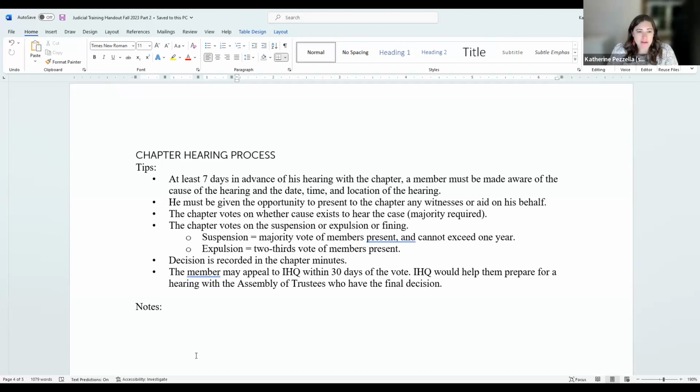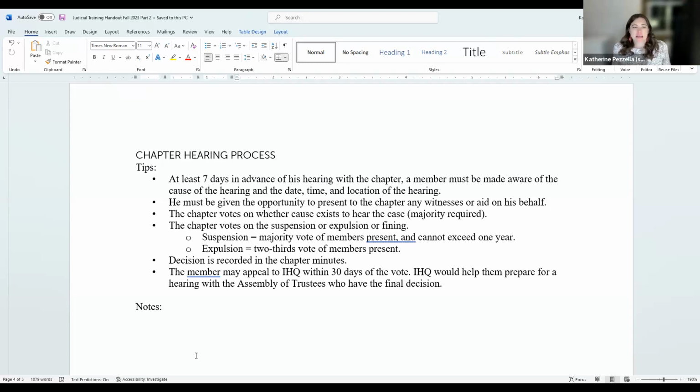What do you guys notice about those middle bullets about the voting? There's kind of different tiers. Like, you first vote whether or not the case is actually going to go to the chapter hearing. And then there's the two different outcomes: if it's majority, it's just the suspension. If it's 2/3, it's expulsion as a whole. Yeah. So in some ways it's similar to a judicial board, and in other ways there's a nuanced difference here.